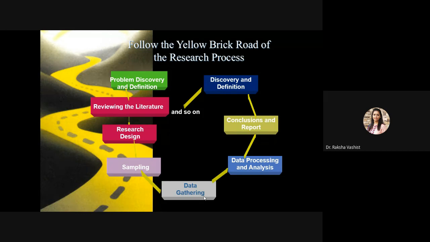The first step of the research process is problem discovery and definition. All right, this is the most important step of the research process. And after that, we have to review the literature. Then we have to make the research design. Then we have to choose the sample and do the sampling process. Then we have to collect the data, that is data gathering. Then we have to process the data, meaning the classification, organization, and presentation of data in the form of tables, charts, graphs. All right, arranging the data, that is data processing.